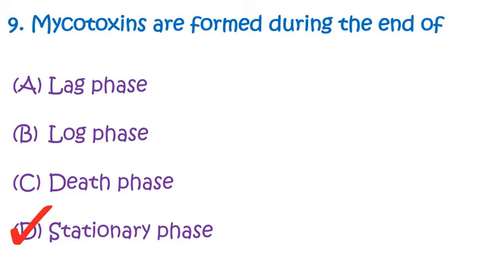And the mycotoxin is also a secondary metabolite. Thus, it is formed during the end of the stationary phase. It can be very toxic to the humans as well as animals, and it can also cause diseases and death in both humans and animals.